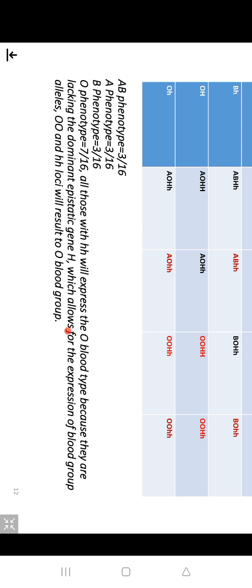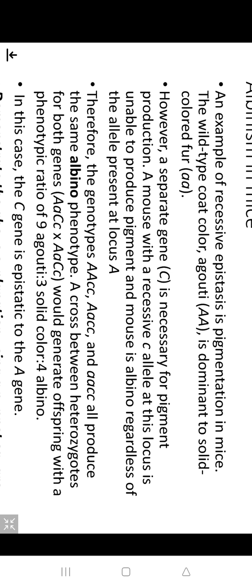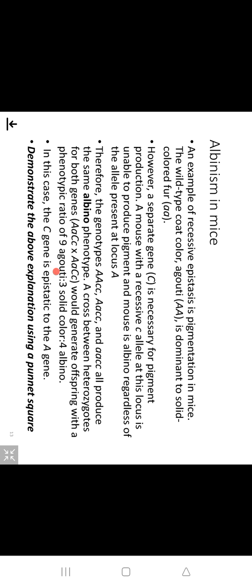So I think that one is clear. That's an example of recessive epistasis. So the last one, this one is mice. These experimental animals we like studying. So an example of recessive epistasis is pigmentation in mice.